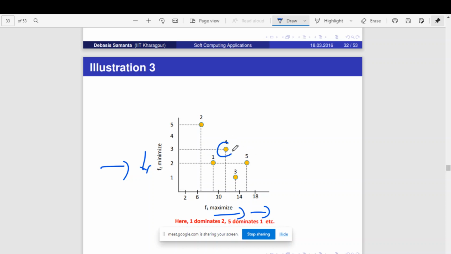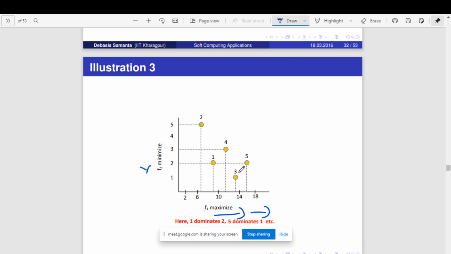What about 4 and 2? Is 4 dominating 2? It is dominating, right? Because 4 is towards the right and also towards the down, right? So like this you have to practice more problems.